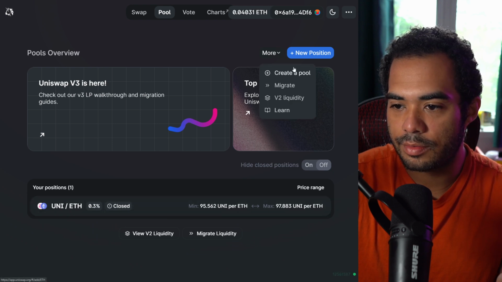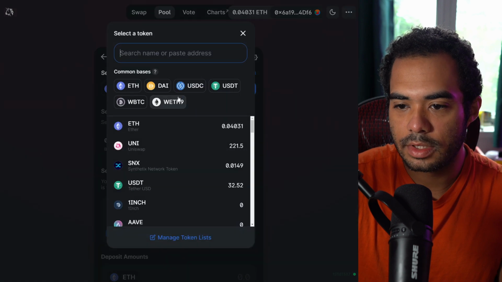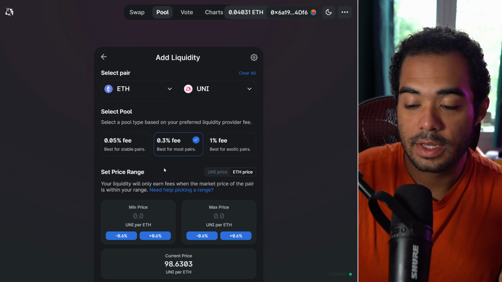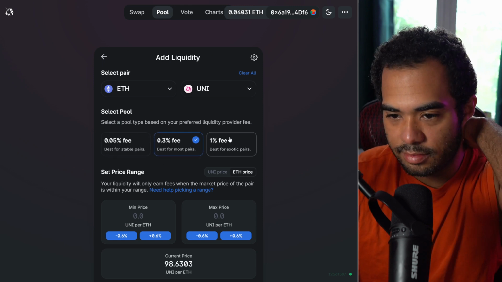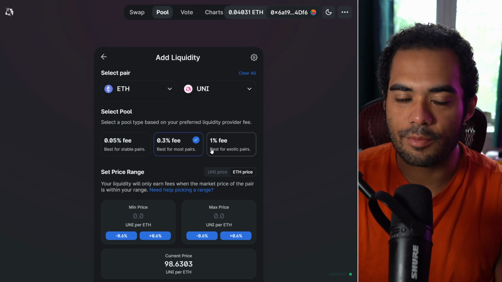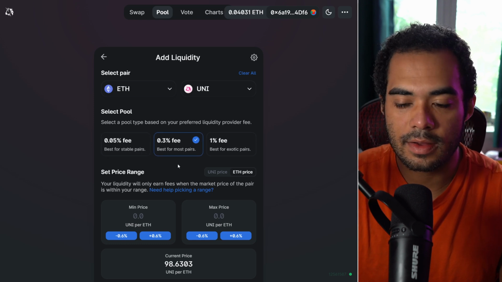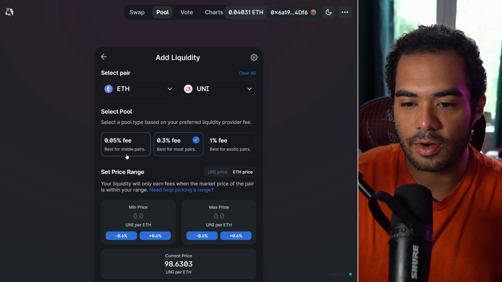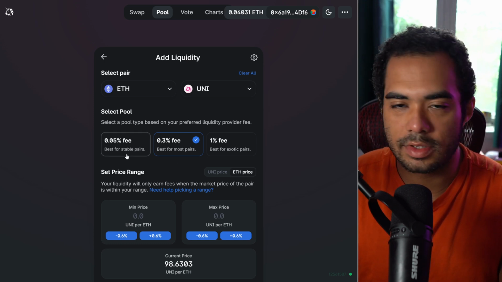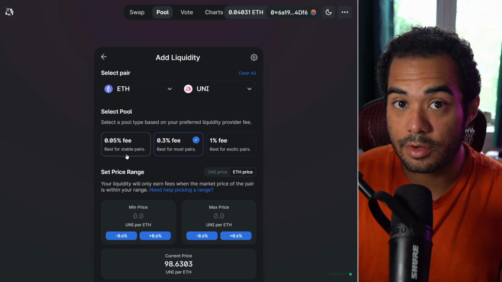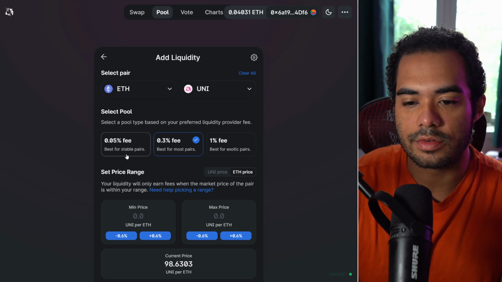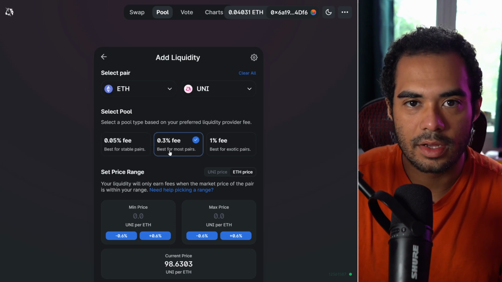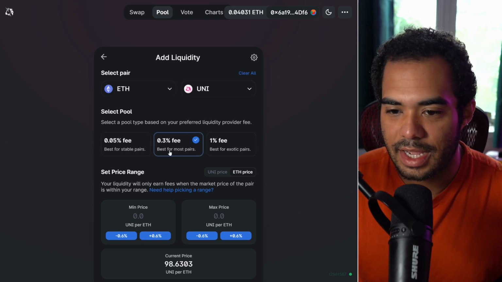More, create a pool, migrate. Here we go. New pool. We're going to do Uni and ETH, 0.3%. And by the way, this is kind of like a fee breakdown of how much you want to end up making. You can really just put it depending on the kind of pair you're getting. So in this case, for stable pairs, like if you have USDC and USDT or DAI and USDC, stablecoins essentially, you can use a 0.05% fee, because no one is going to want to pay 0.3% on trading their stablecoins back and forth. It's not going to happen.